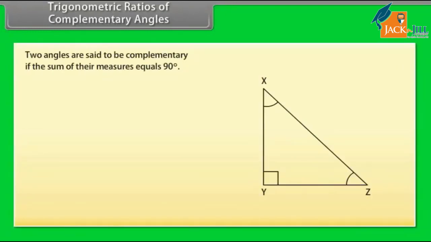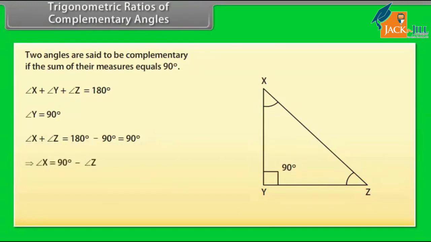Trigonometric ratios of complementary angles. Two angles are said to be complementary if the sum of their measures equals 90 degrees. Consider the triangle XYZ, right-angled at Y. Angle X plus angle Y plus angle Z is equal to 180 degrees. Angle Y is equal to 90 degrees. Angle X plus angle Z is equal to 180 degrees minus 90 degrees, equals 90 degrees, which implies angle X is equal to 90 degrees minus angle Z. Or simply, X is equal to 90 degrees minus Z.